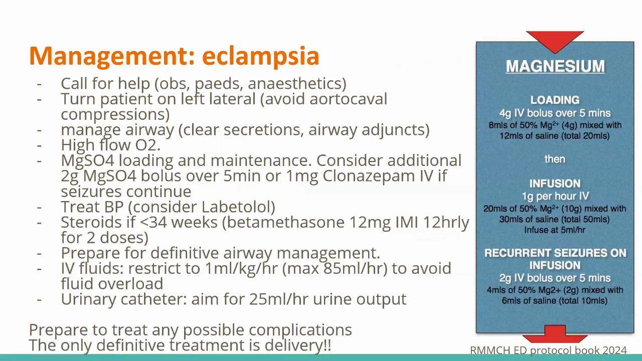If they come in eclamptic, we need to first call for help. We involve obstetrics, peds, as well as anesthetics as far as possible. Try to keep the patient as much on the left lateral as possible to avoid aortocaval compression. However, always be aware of our airway being more important. We need to manage that airway, clear secretions, and use our airway adjuncts. These patients are notorious for being one of the most difficult airways you see, so anticipate that. Put them on high flow oxygen, and then give magnesium sulfate loading and maintenance.